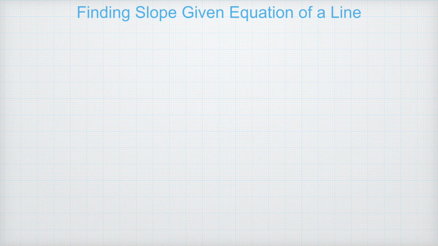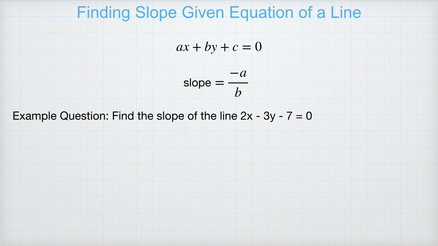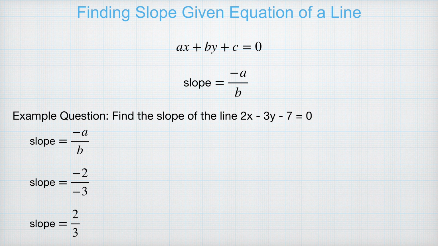If we are given the equation of a line in the form of ax plus by plus c equals 0, then we can use the formula slope is equal to minus a over b. A is the coefficient of x in the equation and b is the coefficient of y. Example question. Find the slope of the line 2x minus 3y minus 7 equals 0. Using the formula slope is equal to minus a over b, the slope is equal to minus 2 over minus 3. Simplifying gives a slope of 2 over 3.